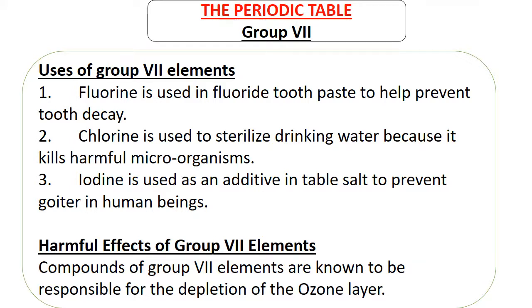Once it is used up, it means the upper layer that covers the earth is going to be depleted. When it's depleted, the intense rays from the sun are going to reach us, and we might experience disastrous effects. So group 7 elements are very dangerous. They have to be regulated. In short, these compounds end up depleting the ozone layer.